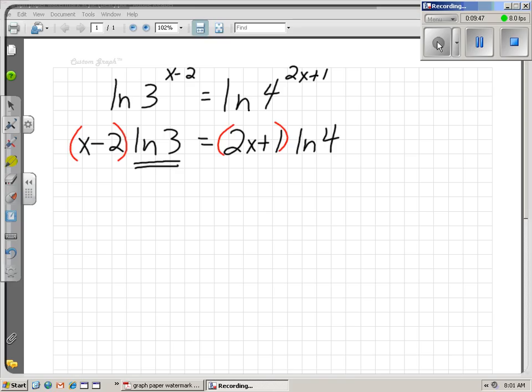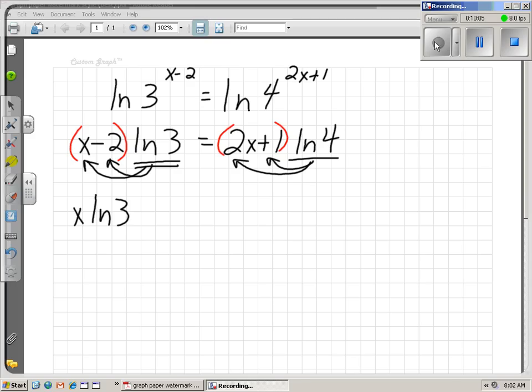So I'm going to distribute the natural log 3. I'm going to multiply each one of those things in parentheses by the natural log. And I'm going to do the same thing over here: natural log 4 times the 2x and natural log 4 times the 1. Okay? Just put those numbers in front of the natural log and we'll be fine.